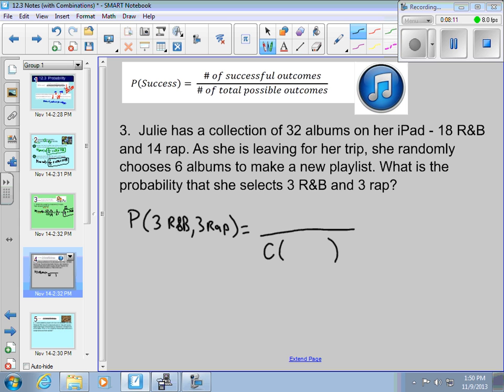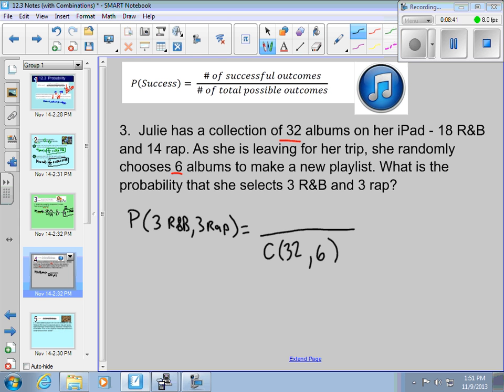Well, she's choosing 6. That's what it says in the problem. But we've got to figure out how many she's choosing out of. Well, it said at the beginning that she has 32 albums that she's picking from. So on the bottom, we would write combination 32, choose 6, to make the playlist. On top now, we've got to figure out how many possible ways she can do this.